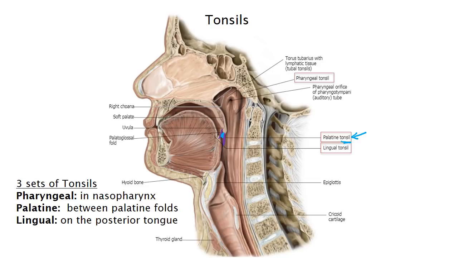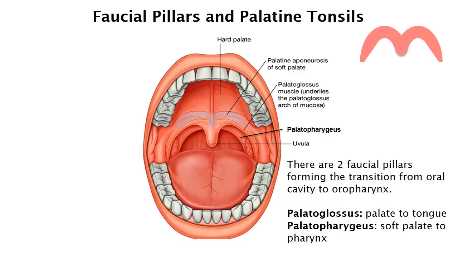Lastly, on the posterior surface of the tongue lies the lingual tonsils. So this would be the general area for the lingual tonsils. In this illustration, we see an anterior view of the oral cavity. In this view, we can see a few arches on the back of the mouth. Here we see an anterior arch, and behind that we'll see a posterior arch.